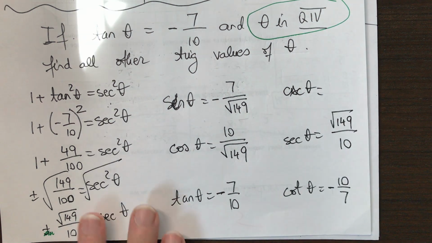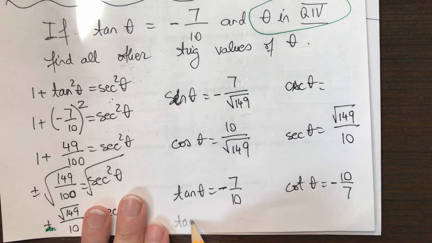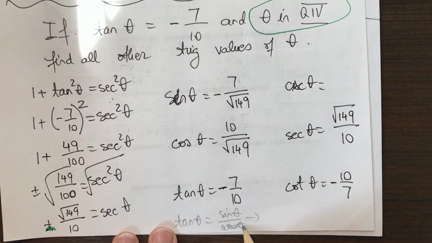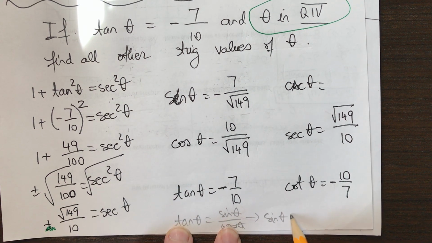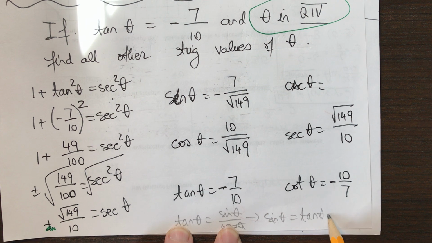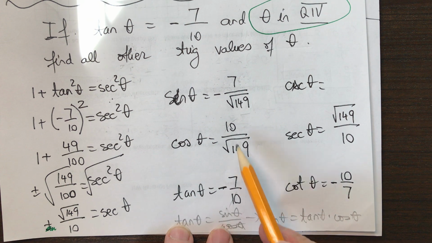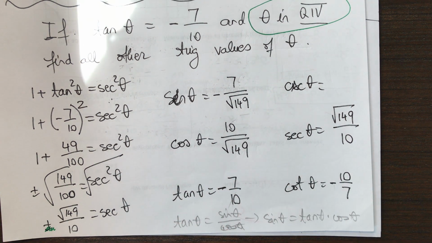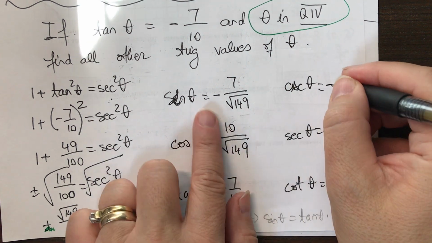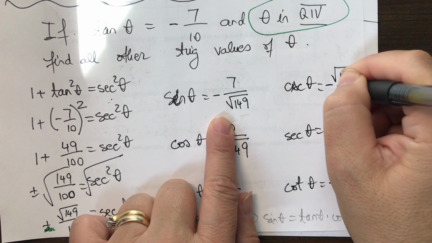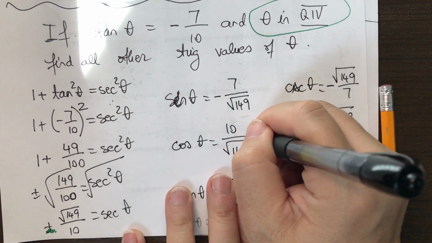In other words, what? Tangent is sine over cosine, right? You know tangent and you know cosine. To get to sine, all you have to do is multiply the 2 of them. So when you multiply the 2 of them, see, the 10s go away, and you're left with negative 7 over the square root of 149. Easily done. And then finally, the cosecant's the reciprocal of sine. And one more thing, I need to rationalize these 2.